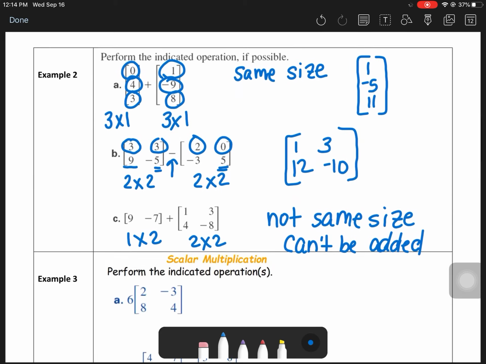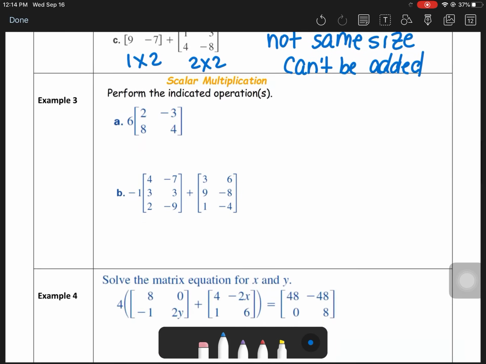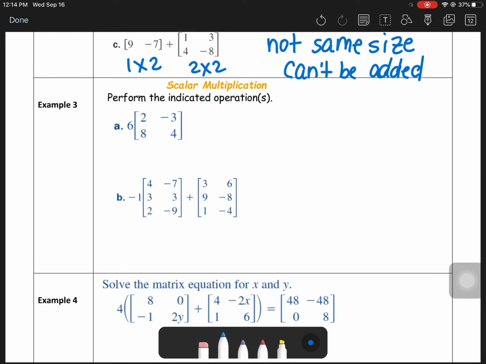In the next example, we are going to work on scalar multiplication. Scalar multiplication is basically the distributive property. What it means is we are going to multiply the 6 times each of the elements, and that will be our new matrix. 6 times 2 is 12, and it goes in the upper left position. 6 times 8 is 48 in the lower left. 6 times -3 is -18 in the upper right. And 6 times 4 is 24 in the lower right.